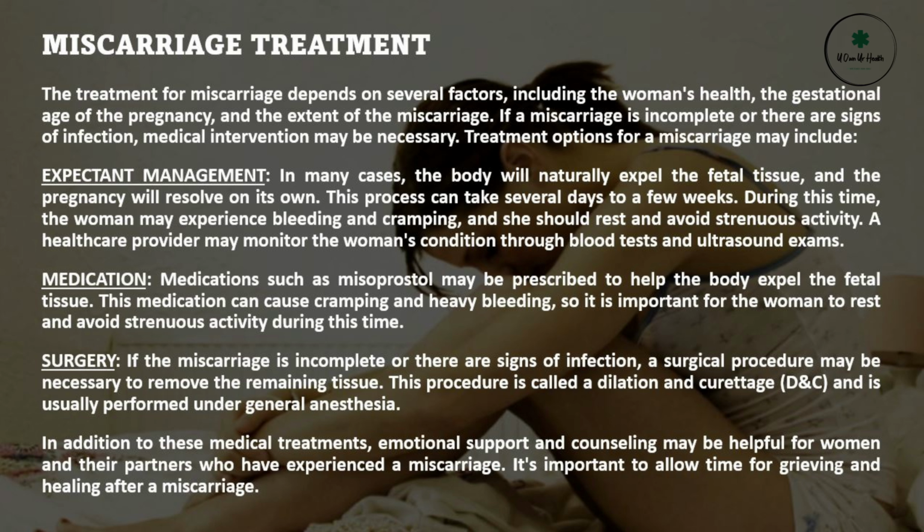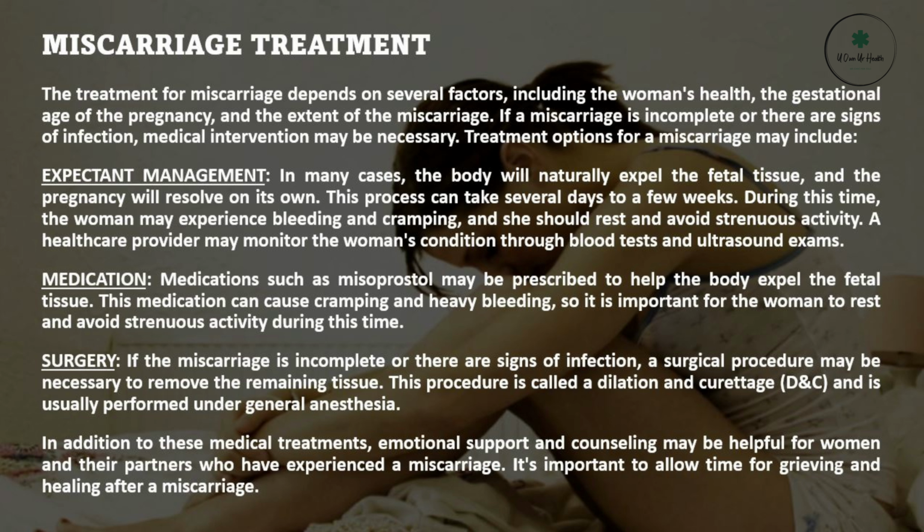Miscarriage treatment. The treatment for miscarriage depends on several factors, including the woman's health, the gestational age of the pregnancy, and the extent of the miscarriage. If a miscarriage is incomplete or there are signs of infection, medical intervention may be necessary. Treatment options for a miscarriage may include expectant management. In many cases, the body will naturally expel the fetal tissue, and the pregnancy will resolve on its own. This process can take several days to a few weeks. During this time, the woman may experience bleeding and cramping, and she should rest and avoid strenuous activity. A healthcare provider may monitor the woman's condition through blood tests and ultrasound exams.